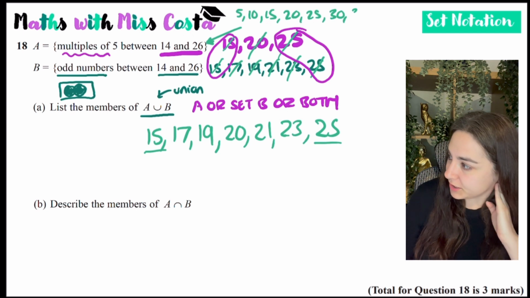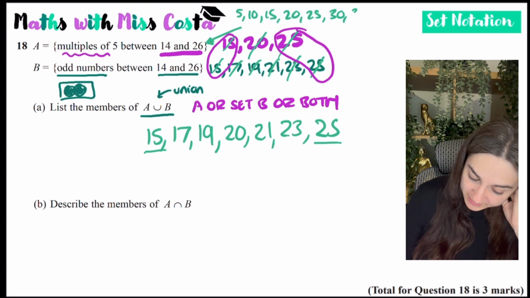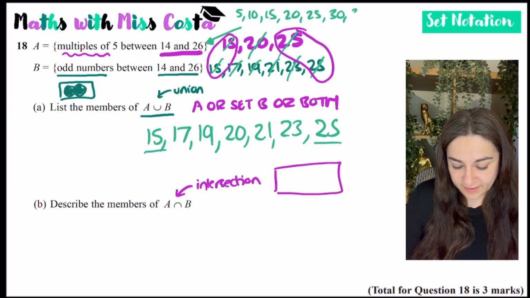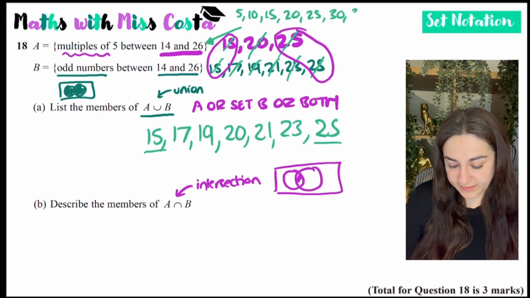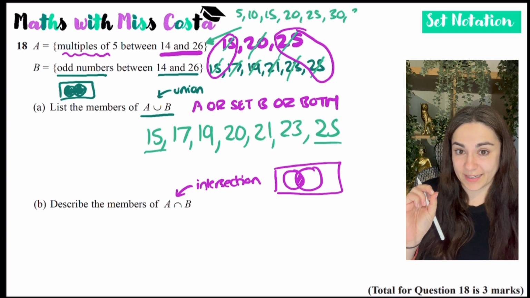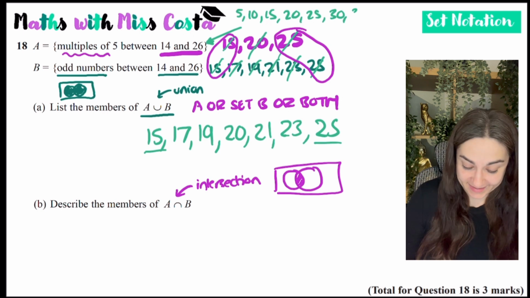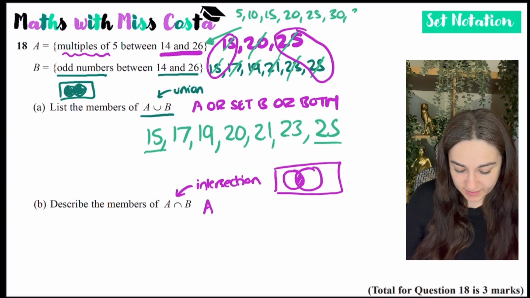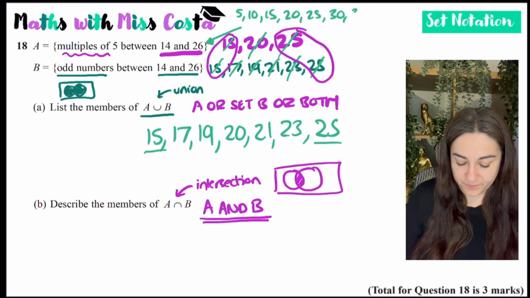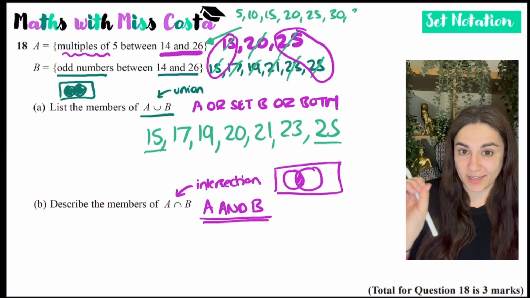Then I'm told to describe the members of A and B, and this sort of thing is the intersection, which if I had a Venn diagram and I've sorted my numbers out, it's just the things that are in A and B, literally the things that appear in both A and in B. So the members that are in set A and B. So that selection is a lot smaller.